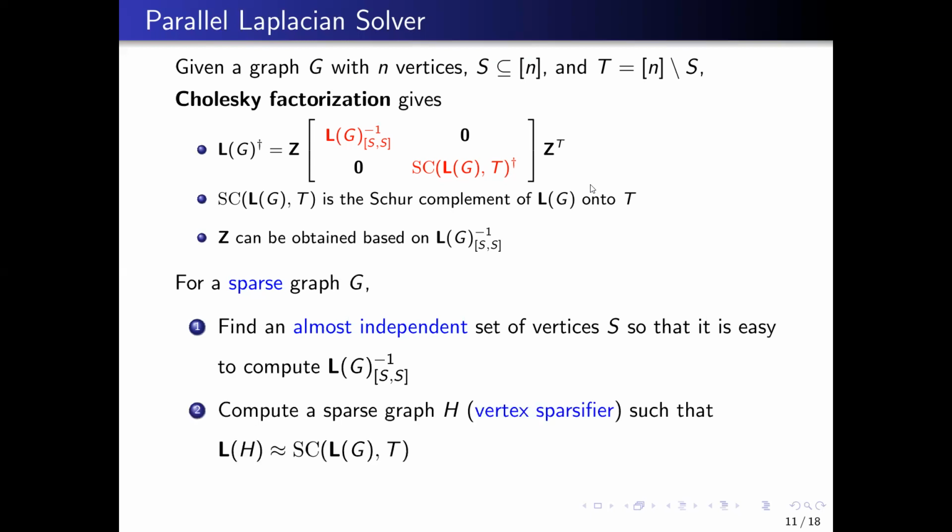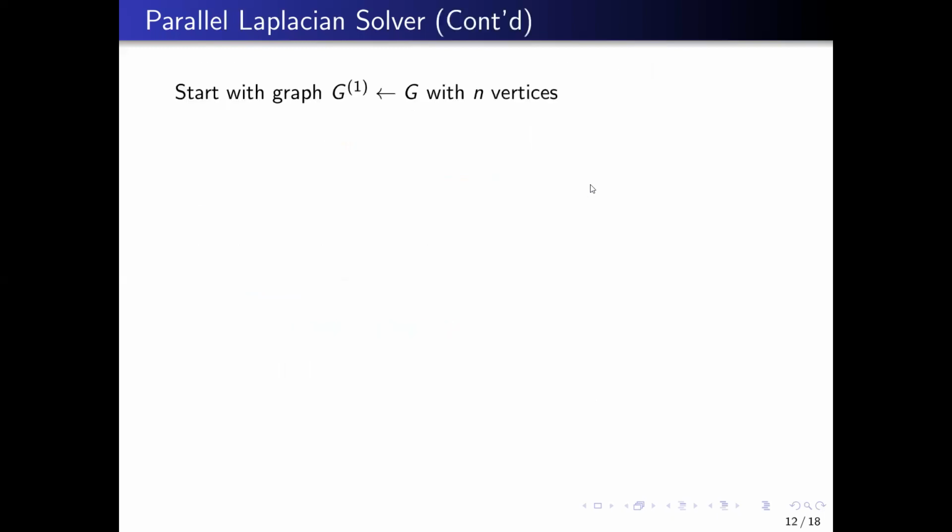For the Schur complement of LG onto T, it computes a sparse graph H such that LH approximates the Schur complement of LG onto T. Such a graph H is called a vertex sparsifier. And then we repeat steps 1 and 2 on graph H. Now I illustrate the above process.